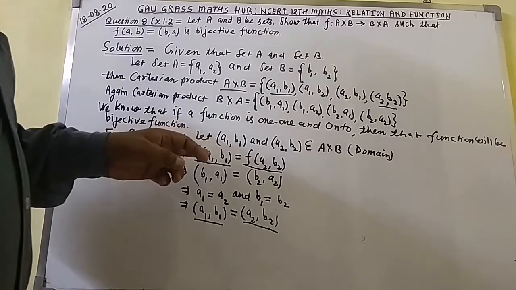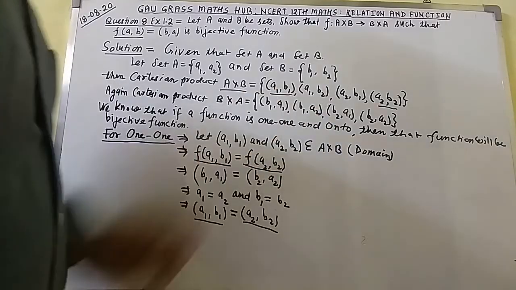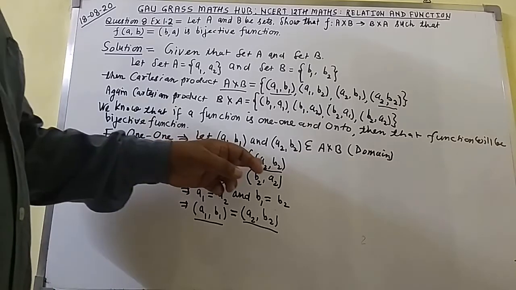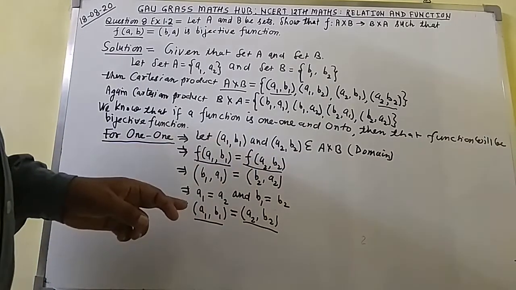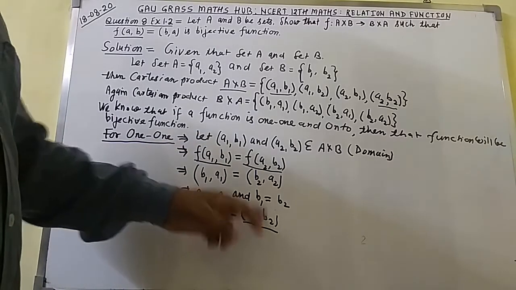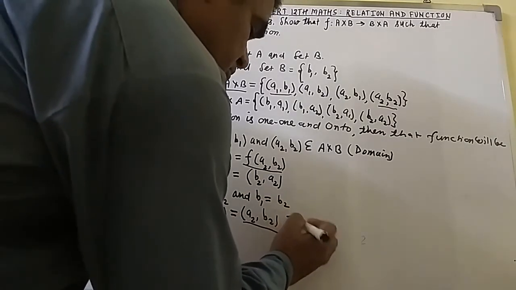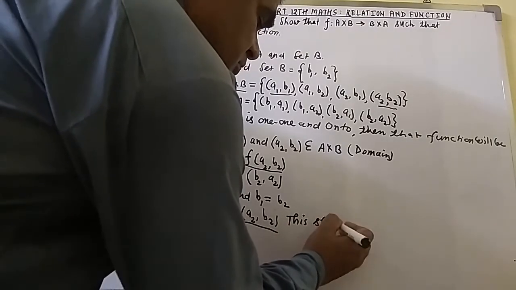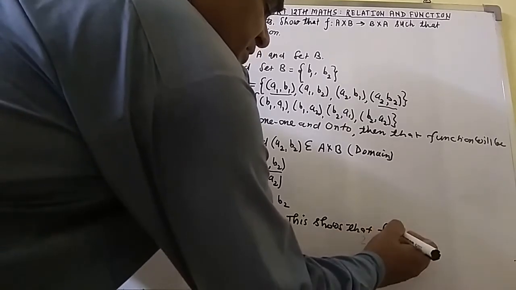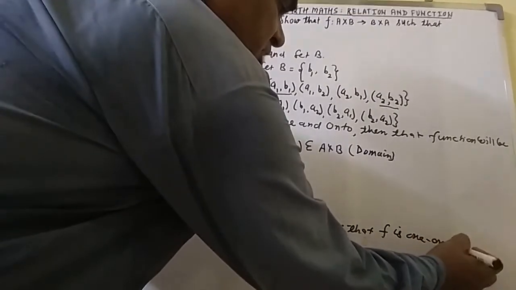Here I have let A1 B1, A2 B2 belong to A cross B domain. So f of A1 B1 equal to f of A2 B2 implies that the ordered pair A1 B1 equal to the ordered pair A2 B2. This shows that f is one-one function.